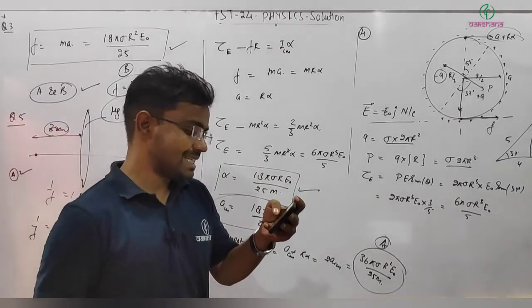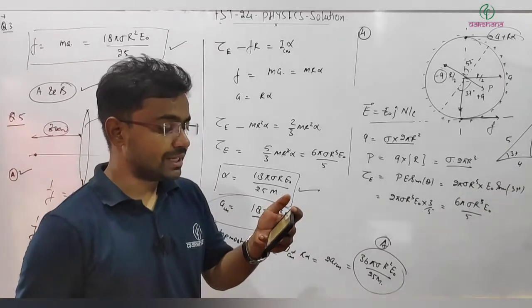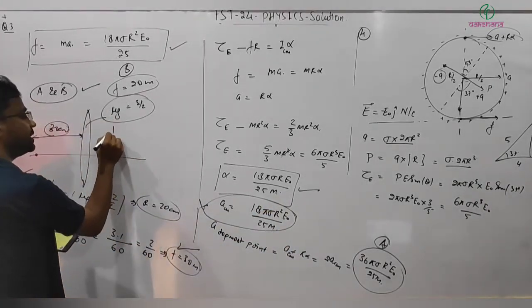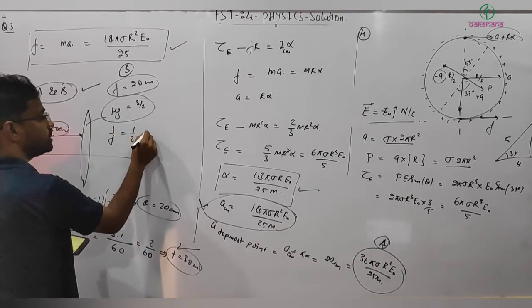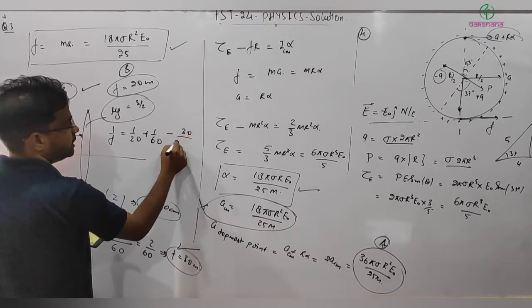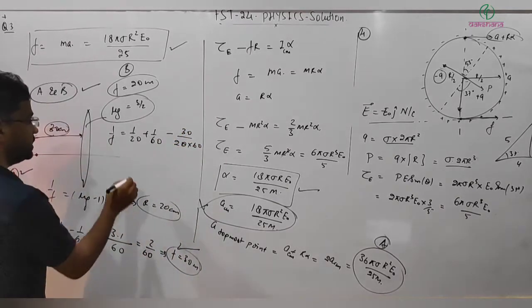Another convex lens of focal length 60 centimeters is placed at a distance of 30 centimeters from the first lens. So in this situation, the effective focal length can be written as 1 by f is equal to 1 by 20 plus 1 by 60 minus 30 divided by 20 multiplied by 60. We can check what is the effective focal length coming in this situation also.